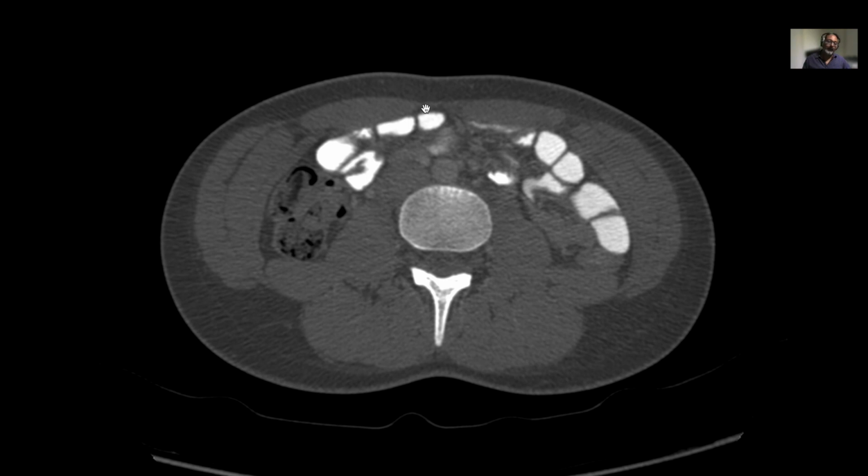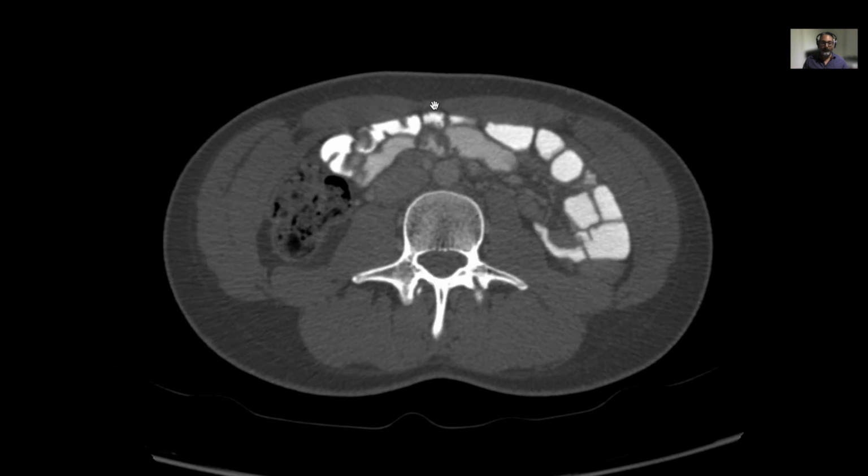But then there's another line called linea semilunaris. That is right here. This is the linea semilunaris. The linea semilunaris is basically the lateral border of the rectus abdominis muscle. And that you can see here also. And you can see the three sheaths of the three abdominal muscles coming through around the rectus abdominis here.